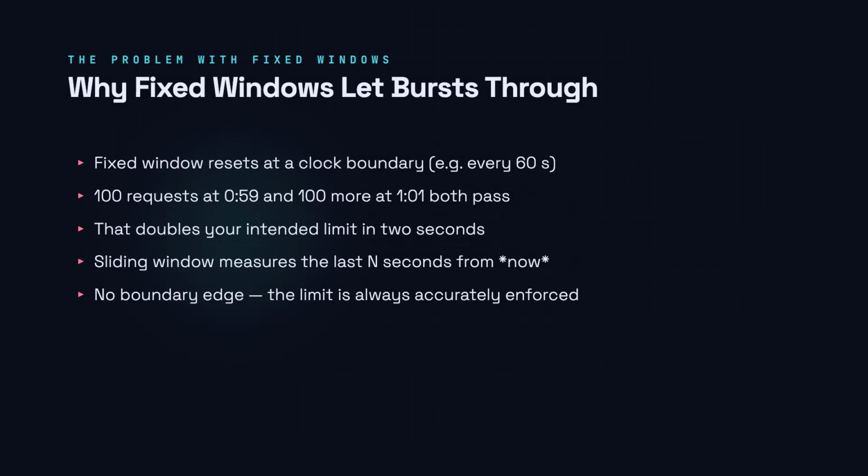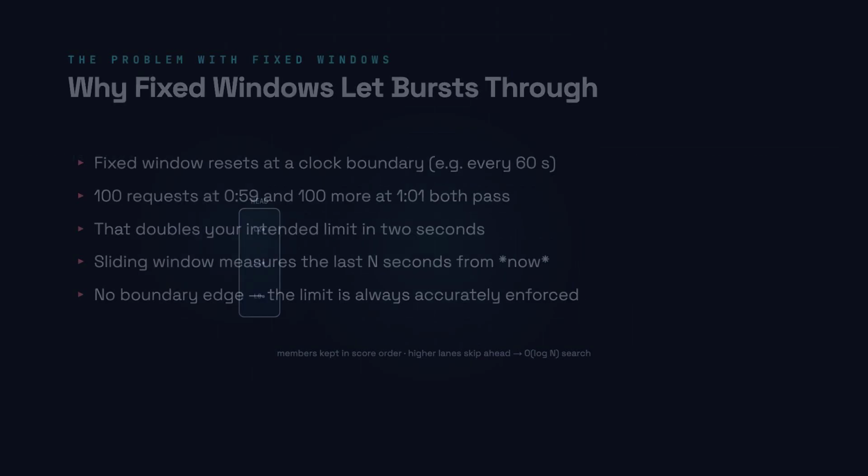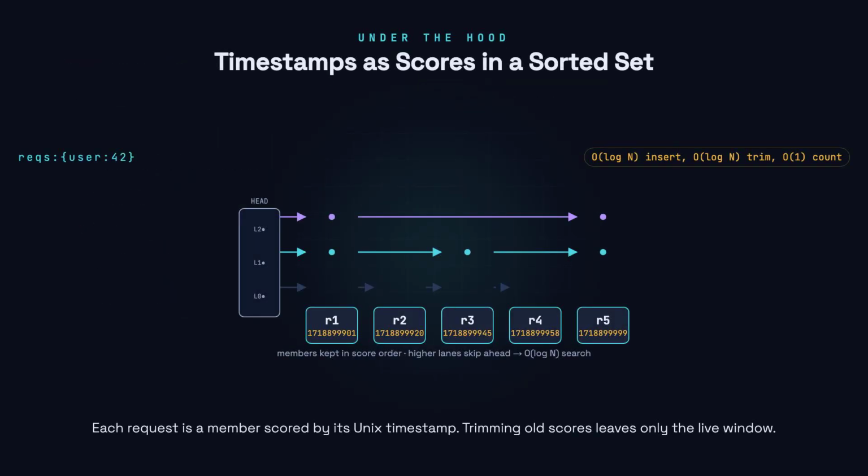A sliding window solves this by always looking back a rolling interval from the current moment. We store one entry per request in a sorted set using the Unix timestamp as the score. ZREMRANGEBYSCORE deletes anything older than now minus the window. ZCARD then tells us exactly how many requests remain inside the rolling window.